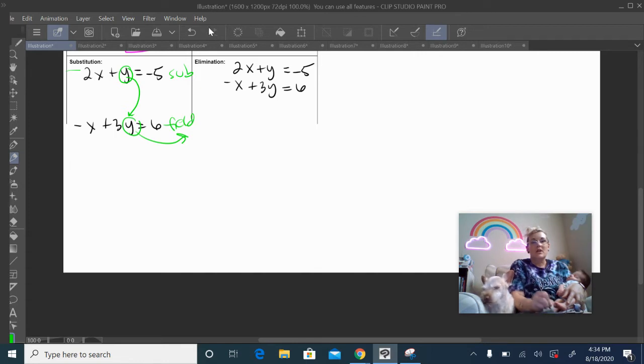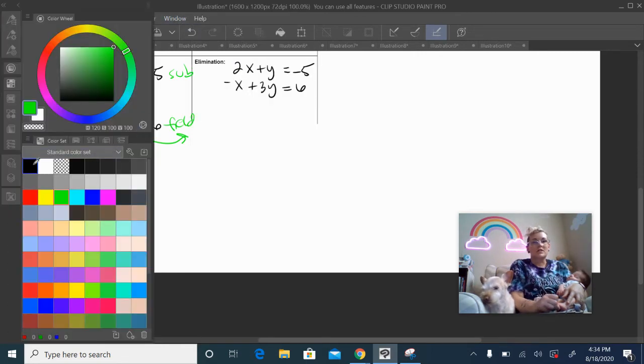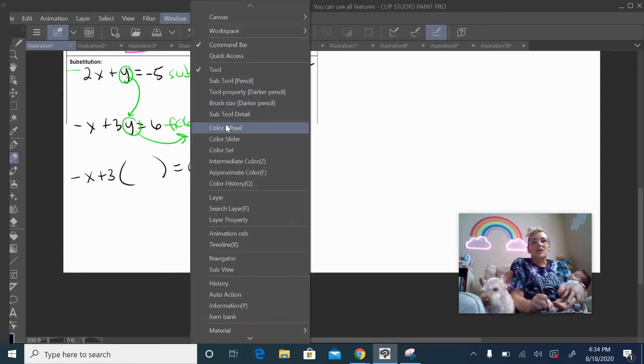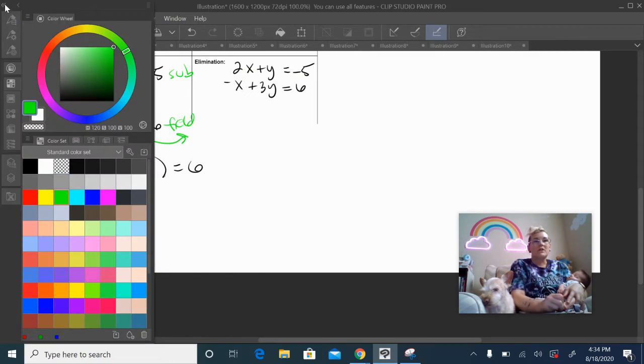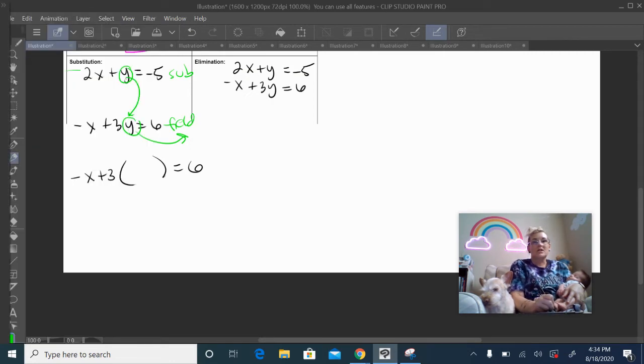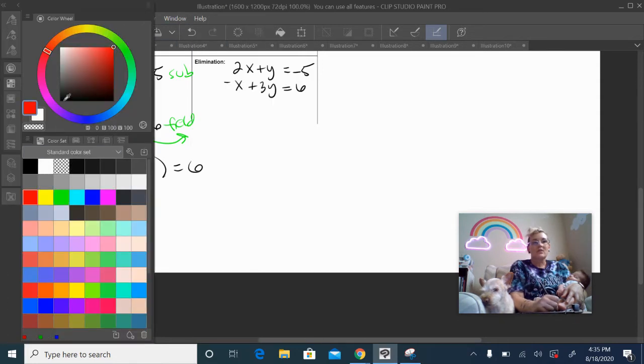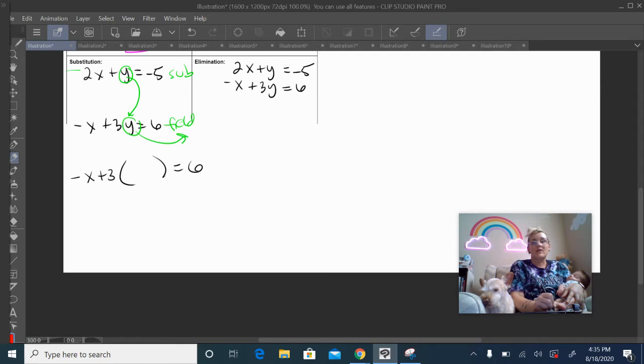So let me rewrite it with the same color so we can see what happened. Here's my field. I have -x plus 3, and then there's a space because this y left. And we're going to take that space and fill it with our sub, and our sub is this y value right here. But this y value is attached to all this. I need to isolate it, so I just have y by itself inside of here. To get y by itself, I've got to get away what's around it.